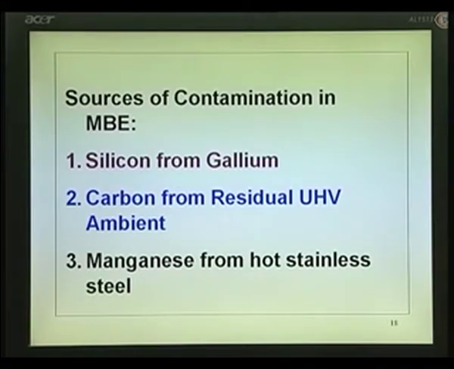Where do these impurities come from? Silicon comes from gallium. You are using the gallium source, and silicon impurity is present to some extent. Carbon comes from whatever residual ambient is present in the ultra high vacuum; in the atmosphere that is there, there will be a little bit of carbon. Then you also have manganese from the hot stainless steel chamber. These are the contaminants which come up.